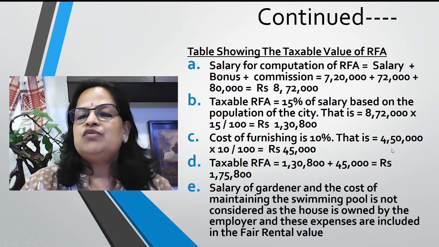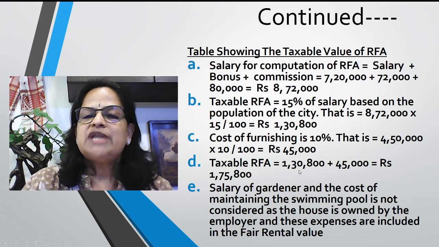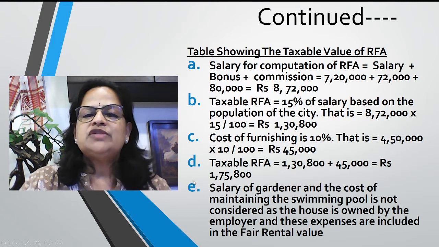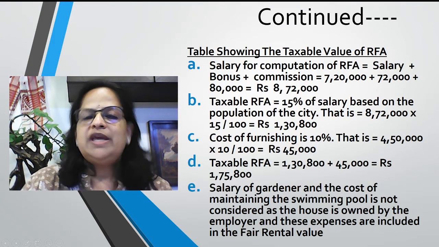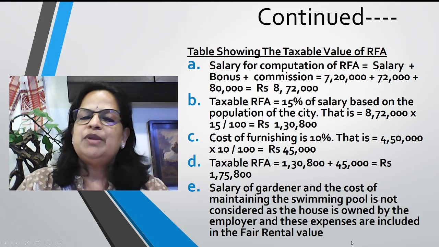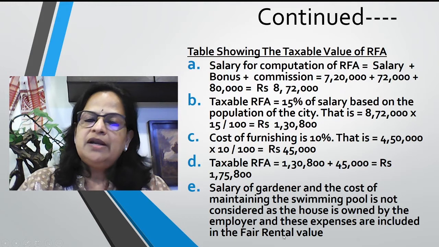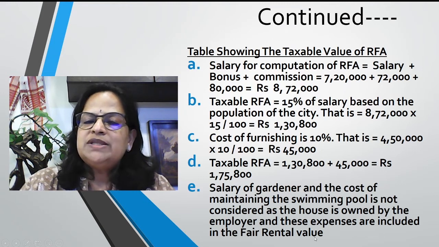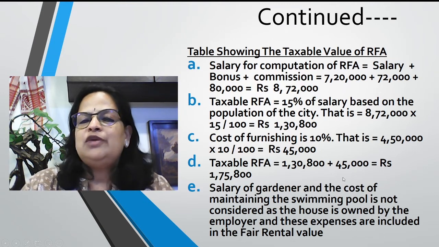Cost of furnishing, 4,50,000 into 10 by 100, 45,000. So taxable RFA is 1,30,800 plus 45,000, 1,75,800. Now gardeners and the other expenses I have explained as a separate point. So the salary of the gardener and the cost of maintaining the swimming pool are not considered as the house is owned by the employer, and these expenses are included in the fair rental value.